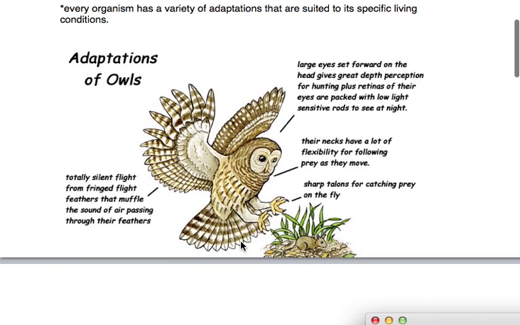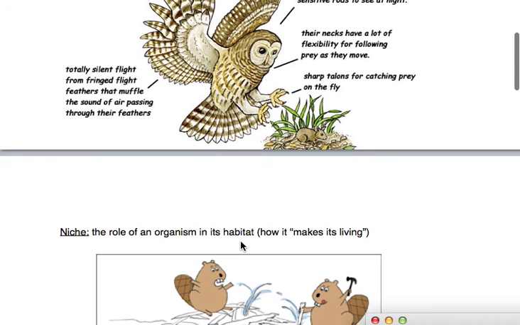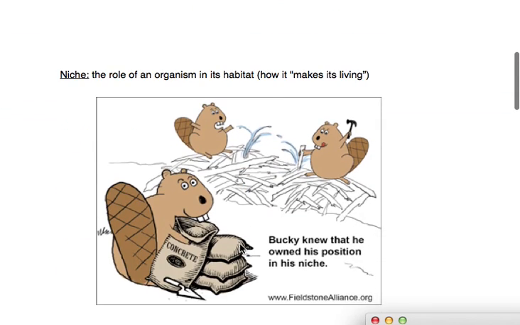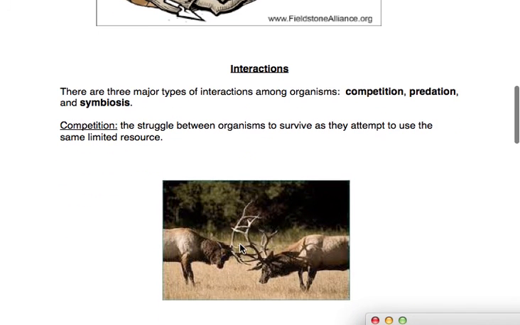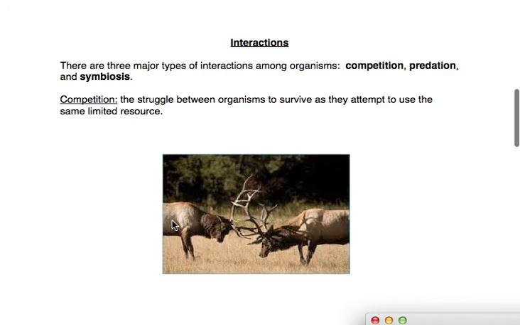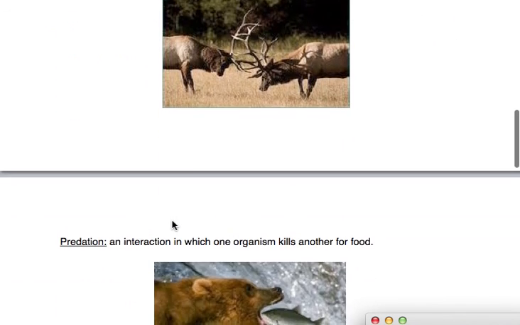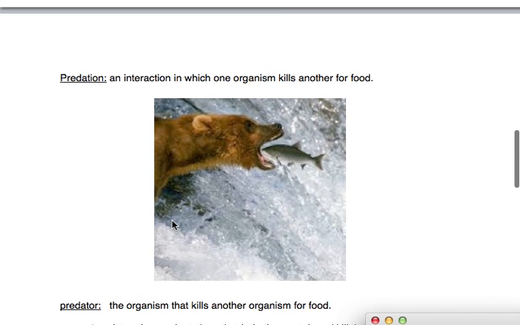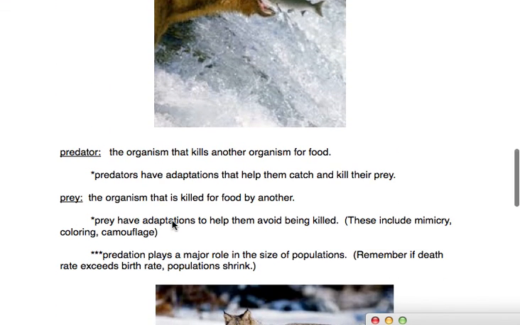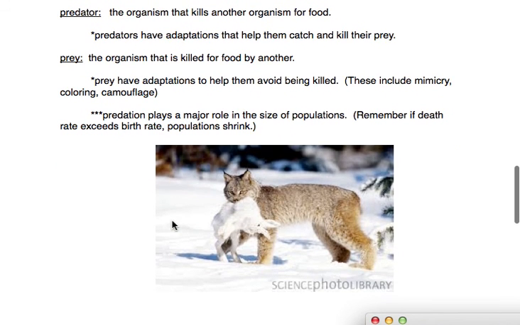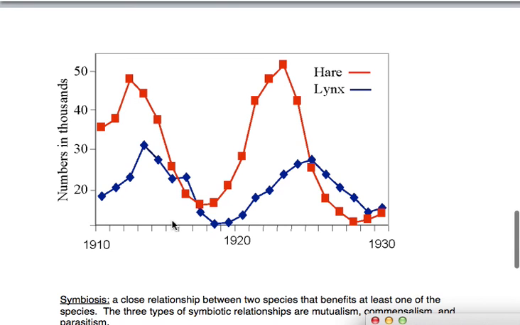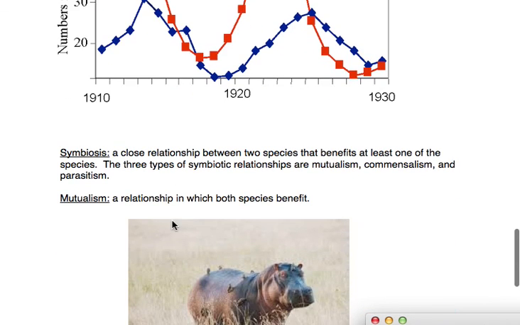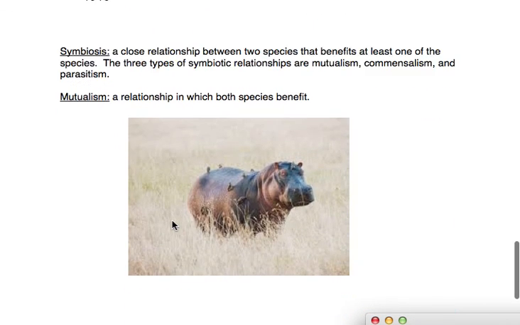And we talked about the owl. We discussed niche, which is the role of an organism, how it makes its living. And then we looked at interactions. We looked at competition, predation, and symbiosis. So competition, I think you have a pretty good idea of what that is. If you've ever played a sport, you know what competition is. We talked about predation and predator-prey relationships and how predator-prey relationships affect population sizes. And we looked at the lynx and the hare. And then we talked about symbiosis and the three types of symbiosis.